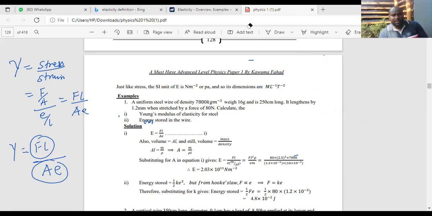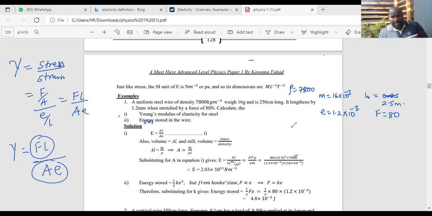Now, according to that question, we don't have the cross-section area. The original length is also not defined, but we can get them. So because we have density 7,800, mass is 16 times 10 power negative 3. The original length is 2.5 meters. The extension is 1.2 times 10 power negative 3. The force is 80. They say find the Young's modulus. First of all, you don't have the area.